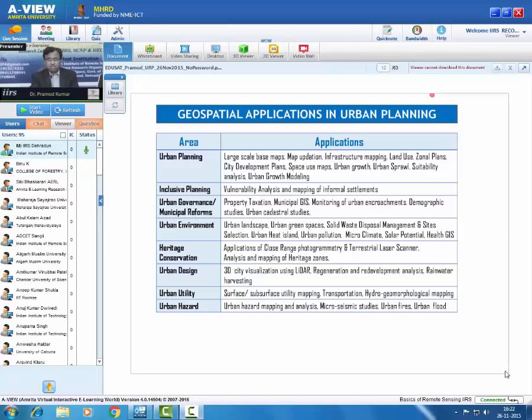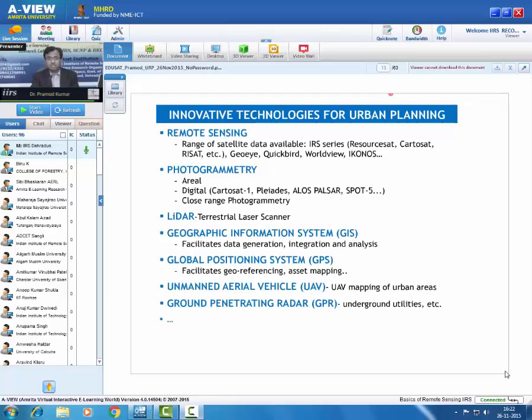And some of these may be microseismic studies, urban fire, urban flood and so forth. We will be looking at some of these applications in the subsequent slides. In all these applications, we have got a variety of solutions. Let us look at the solutions.